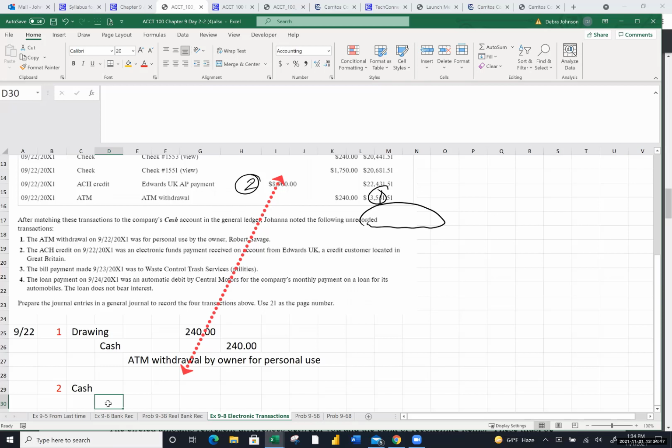And why did that arise? Well, it mentioned that it was from a credit customer. So we would credit our accounts receivable from, and we'd list the customer's name, Edwards UK. So again, not an error, it's an unrecorded transaction right now. Our job is cleaning up the books, and I'm trying to get that amount, $8,900.